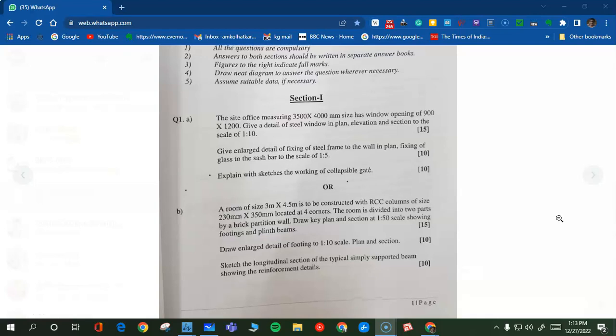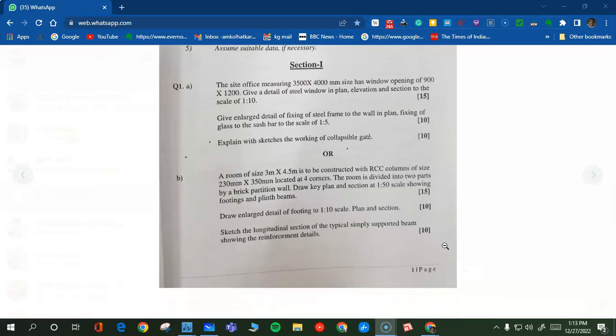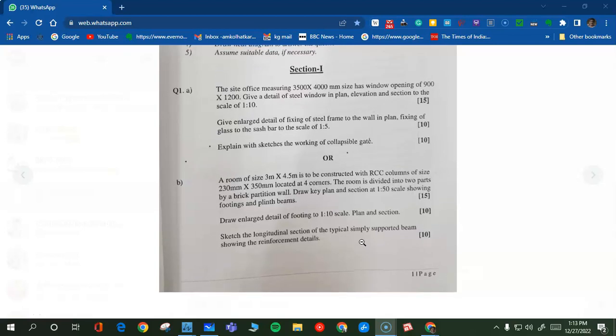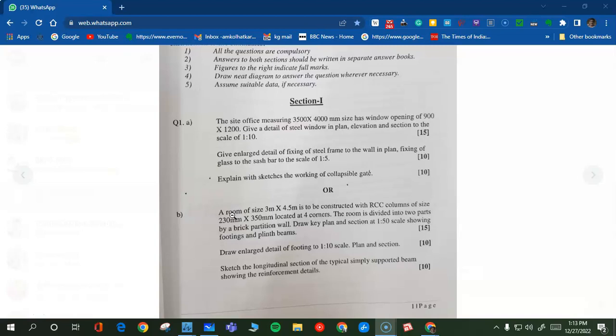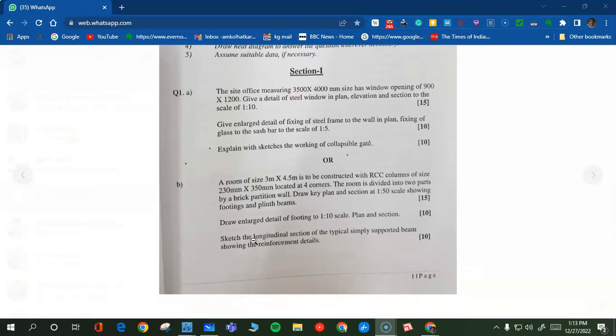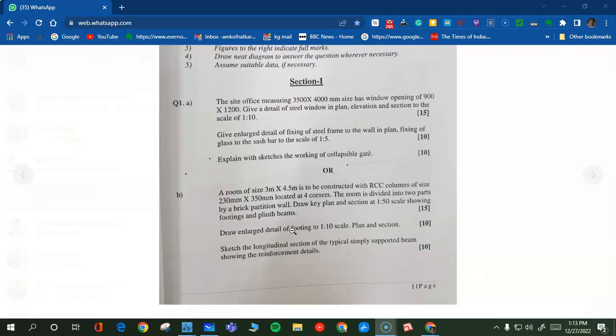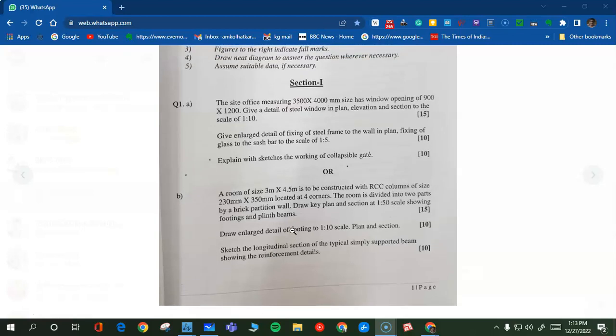Hello students, this is a question which has been asked in your exam, which I am displaying on the screen right now. So this question is like this, that a room of size 3 meter by 4.5 meter is to be constructed with RCC columns of size 230 by 350 located at 4 corners of the room. The room is to be divided into 2 parts with a brick partition wall. Draw key plan and section at 1:50 scale showing footings and plinth beams.